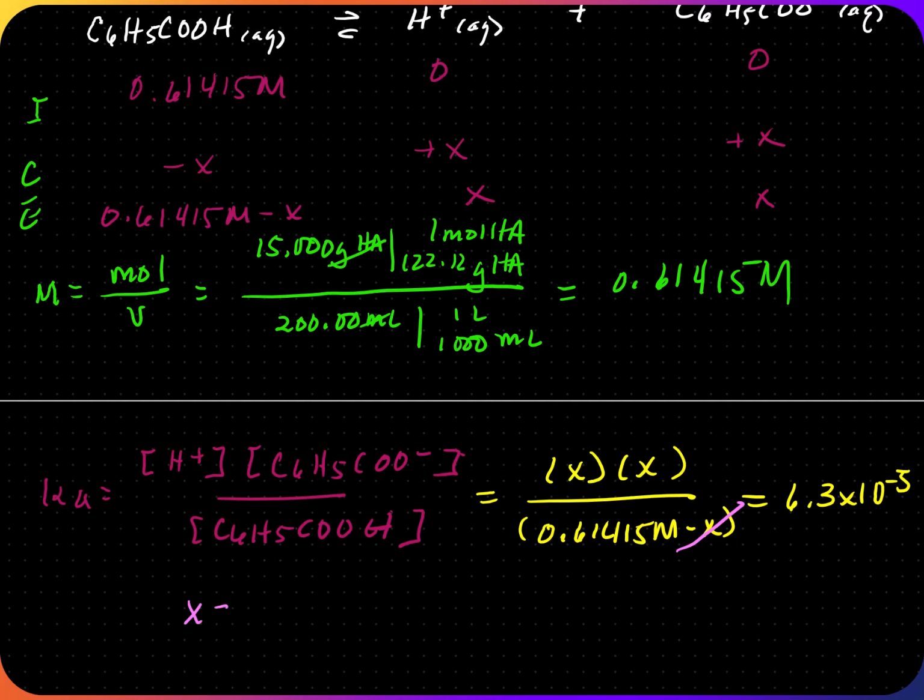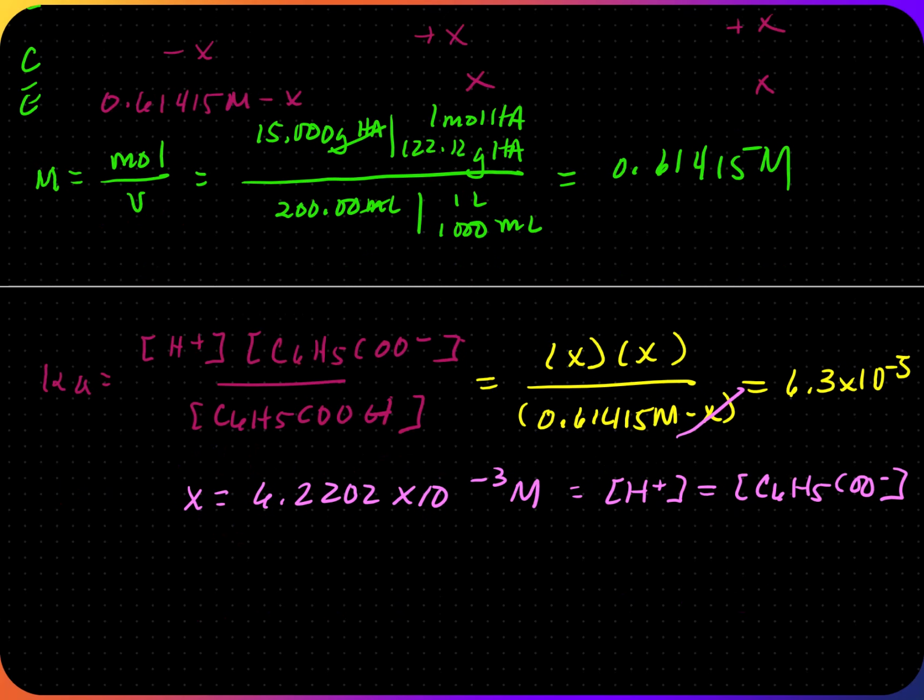The calculated X value becomes 6.2202 times 10 to the negative third molar. This is going to equal the H plus and the C6H5 anion. We're going to double check with the 5% rule, which just says the anion over the initial concentration times 100 should be equal to or less than 5%.